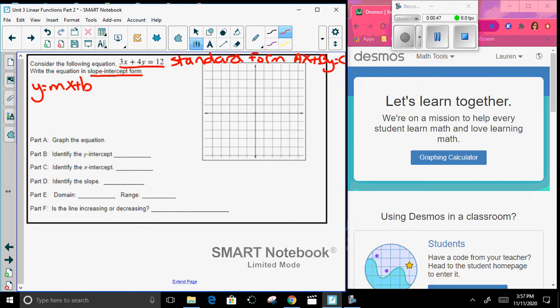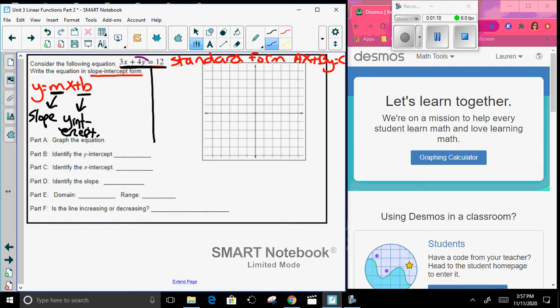Think about what are the two most important things when it's in slope-intercept form. They are your m, which is your slope, and your b, which is your y-intercept. Okay, so we're going to take this equation I have right here, and we're going to put it into slope-intercept form. So my goal is to get y by itself.